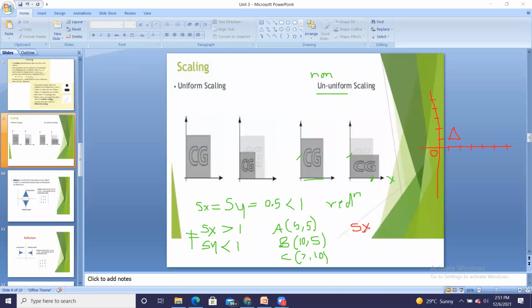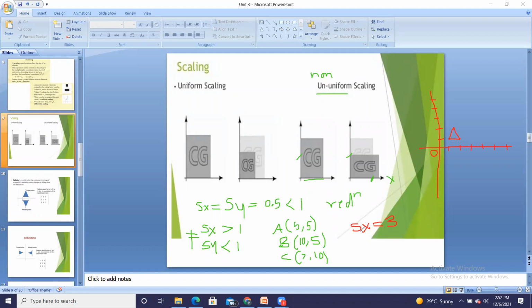Along x-axis, that means scaling factor along x. It is given that the triangle should be thrice of its original size along x. So thrice means 3 times. Point A will become 15, no doubt. But what will be your scaling factor? Scaling factor will be 3, thrice. You have to multiply the object by 3 times. That is, 3 is your scaling factor.